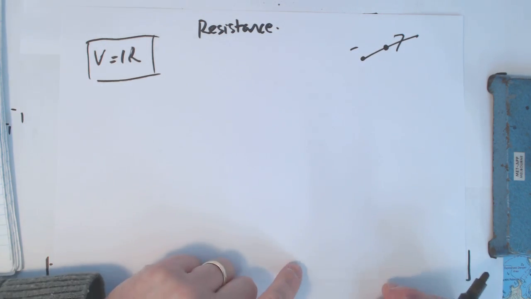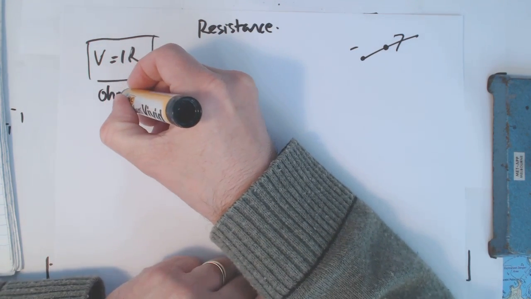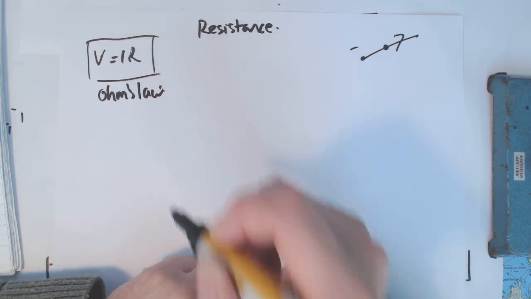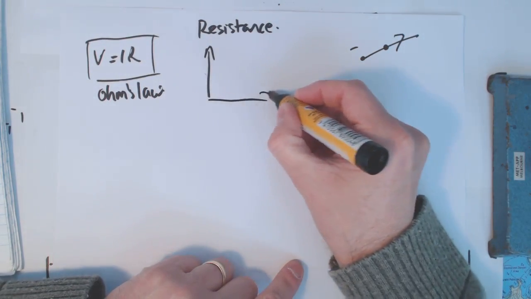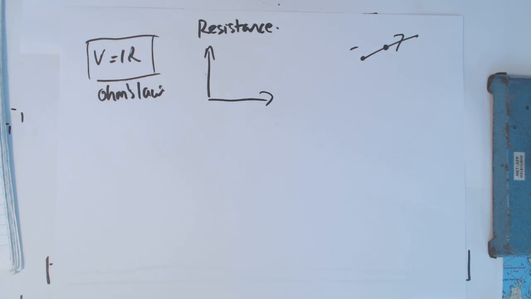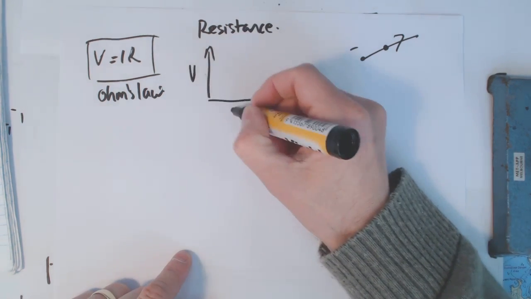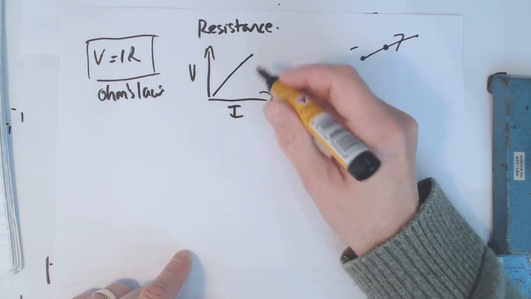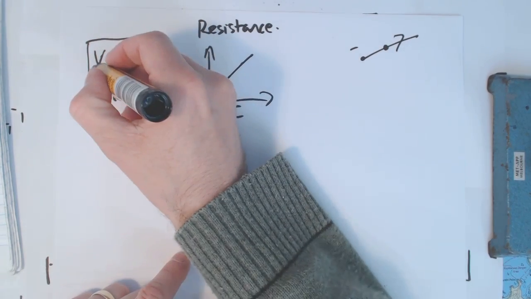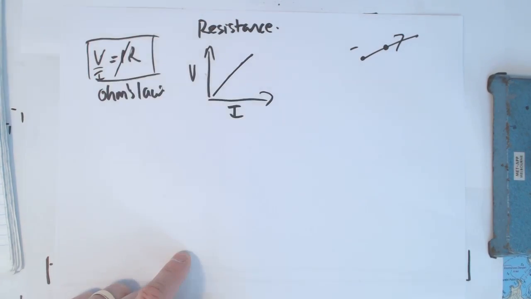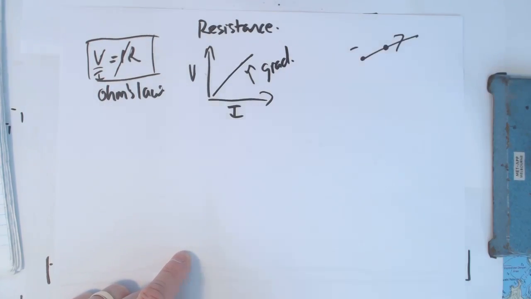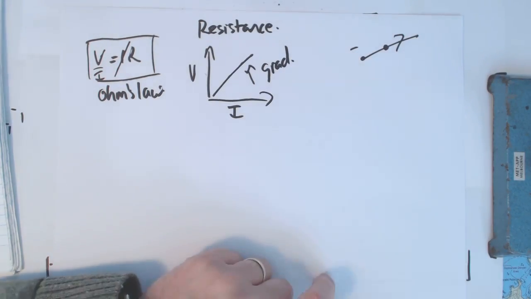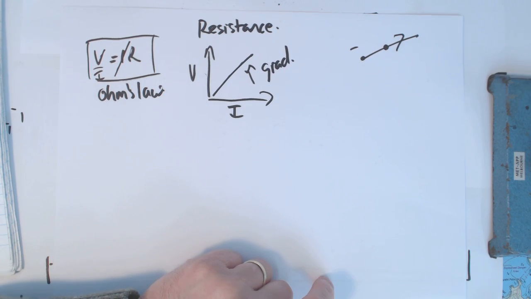We did talk about this as Ohm's law, and what we said was that with Ohm's law, if you wanted resistance and you had a graph and you plotted voltage over current, then voltage divided by current equals resistance. So the gradient of this graph here would be your resistance, and it's a nice straight linear function. So we call that an ohmic conductor.